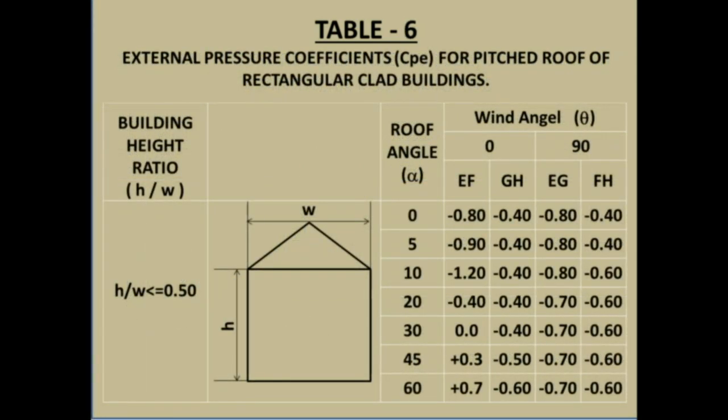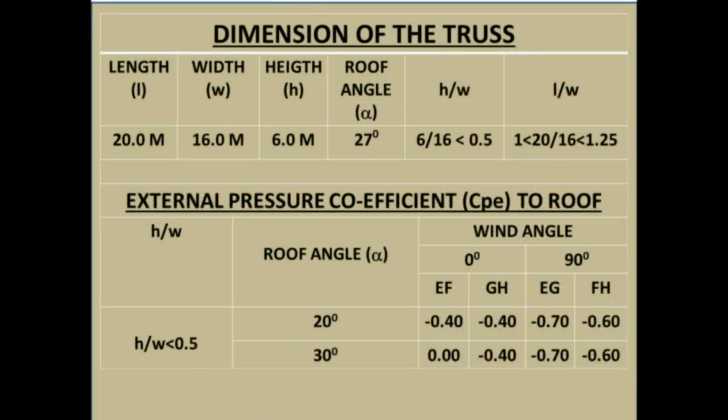This is table 6. Table 6 shows the values of external pressure coefficient CPE for pitched roof. In case of our building, H by W less than 0.5 and the roof angle is 27 degree. By interpolation between 20 degree and 30 degree roof angle, the value of CPE can be extracted. This table shows the external coefficient of pressure on roof. Here H by W 0.5, roof angle 20 degree and roof angle 30 degree.